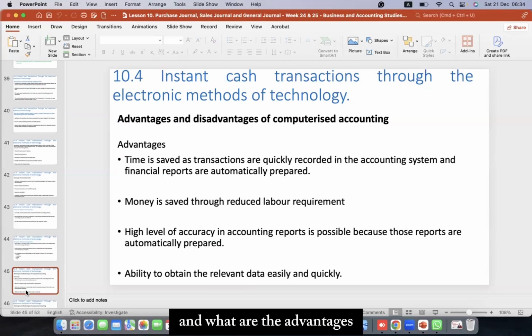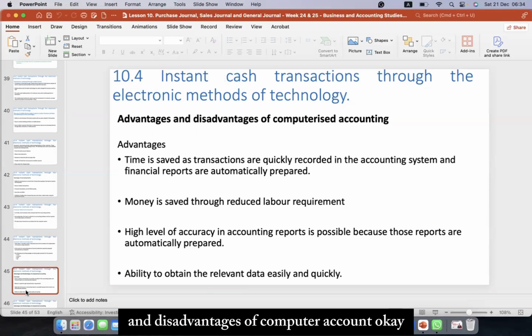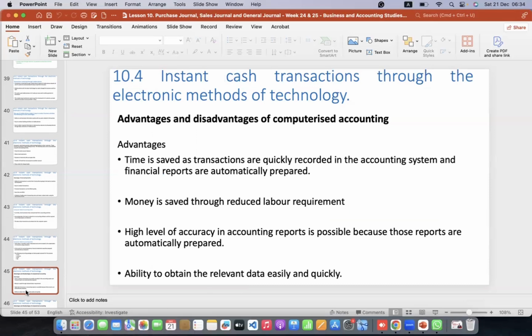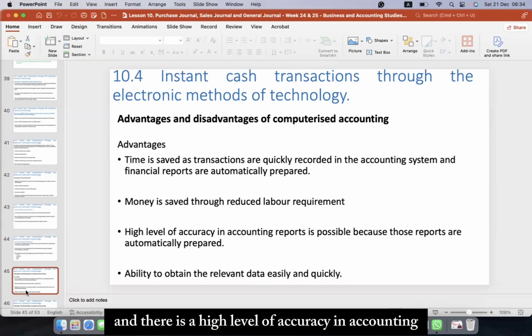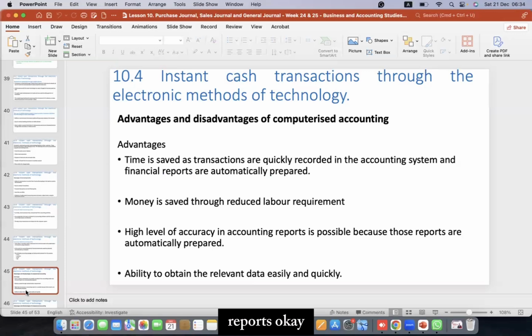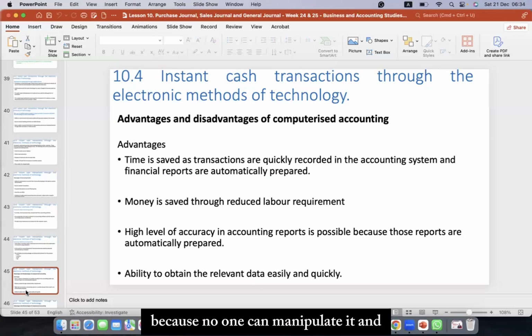And what are the advantages and disadvantages of computerized accounting? Firstly, looking at the advantages: you can save a lot of time. You can save money because you don't need labor anymore. There is a high level of accuracy in accounting reports, because no one can manipulate it, and you can obtain all the data very easily and quickly.